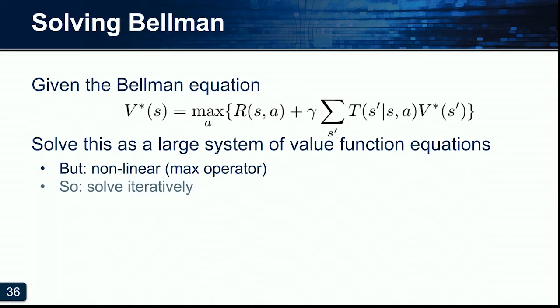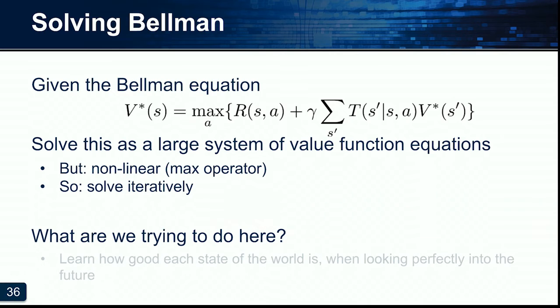But what we can do, because we have this nice recursion in there, is that we can actually try and look at it as being iterative, right? We can start and then update and update and update over and over again, right? So what are we trying to do here? We're trying to learn then how good the world is, and then we're looking perfectly into the future, right? We're always going to try and say, okay, given what we know right now, if we chose the best action, what would be the value? And then you keep on doing it over and over again and updating and updating and updating.